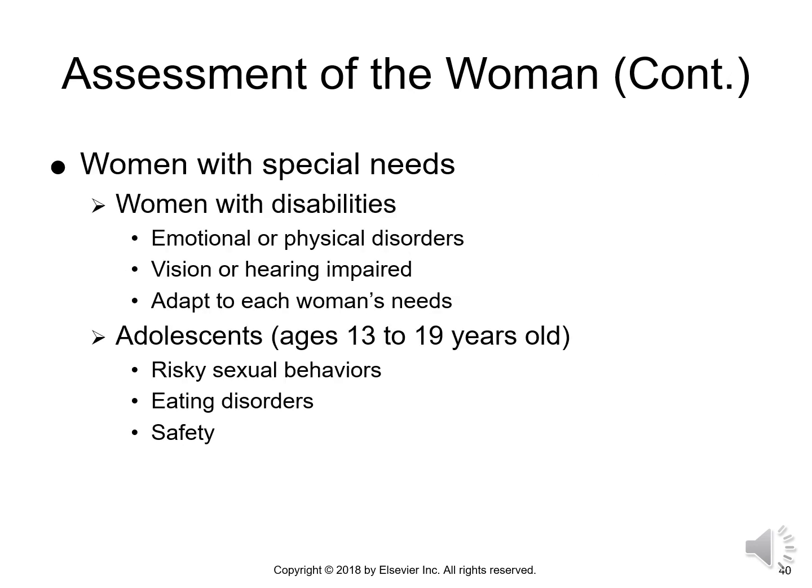Women with special needs. We need to communicate with our patients openly and honestly and let them tell us about what is bothering them. Many hearing impaired women can read lips, write things down, or do both. Orient the visually impaired patient to the room and explain everything to her before you do any procedures. Adolescents may or may not have a parent with them, so you have to gain their trust. Once you build a rapport with them, you can discuss things like sexual activity, eating disorders, and safety.